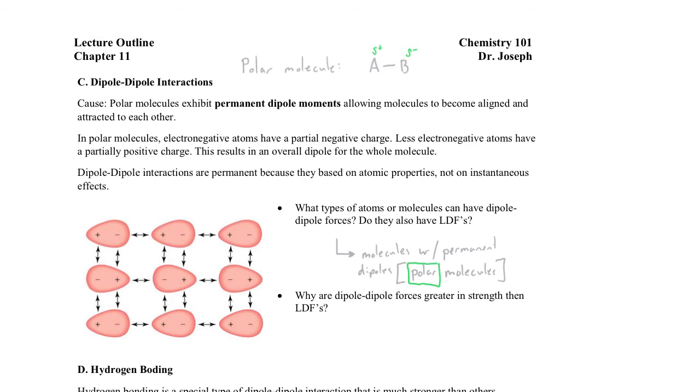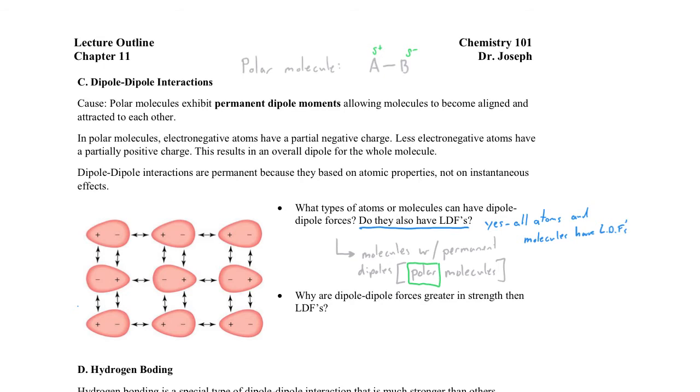So what about the second question here, which is, do these molecules that have dipole-dipole forces also have London dispersion forces? And the answer to that question is yes. All molecules and atoms have London dispersion forces. So if a molecule is polar, it will have both dipole-dipole forces and London dispersion forces.